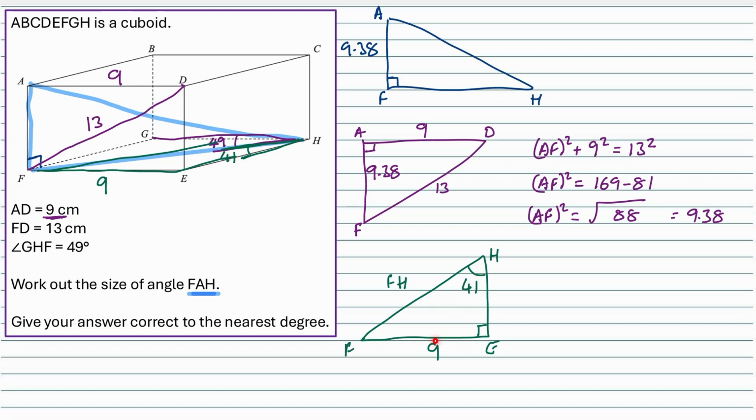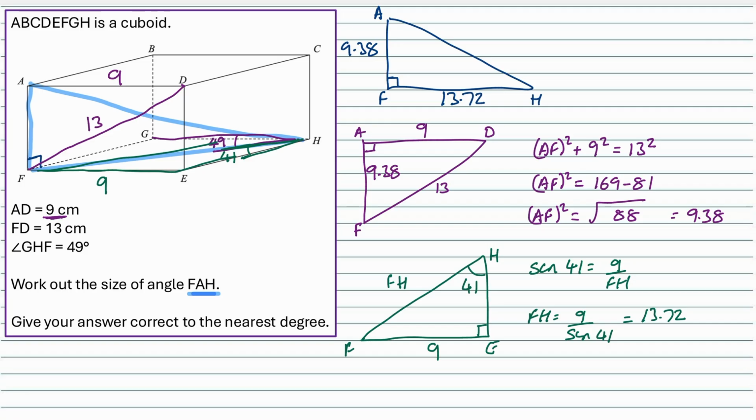So because we've got the opposite and the hypotenuse, we're going to use sine. So the sine of the 41 degrees will be the opposite over F to H. To work out F to H, we'll move this over to the left-hand side, and then we'll divide both sides by the sine of 41. So F to H will be 9 over the sine of 41. We can work this out, and we get approximately 13.72. So now I can include this length here on this diagram, 13.72.